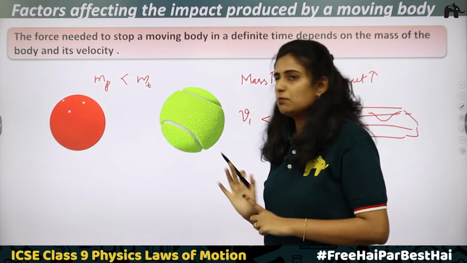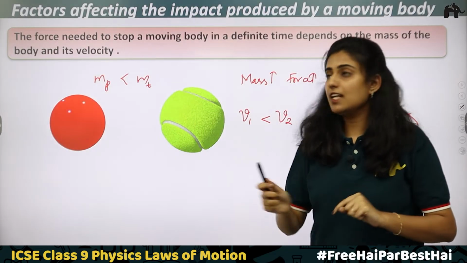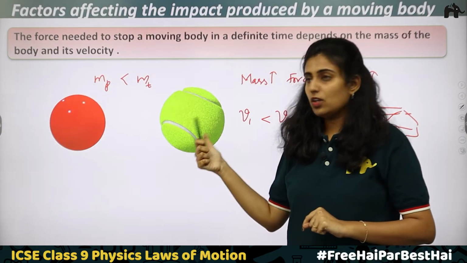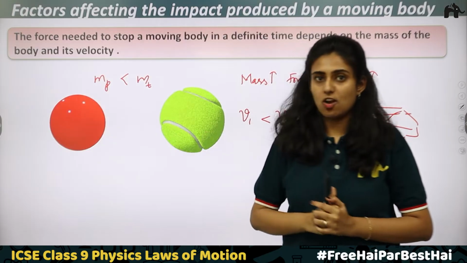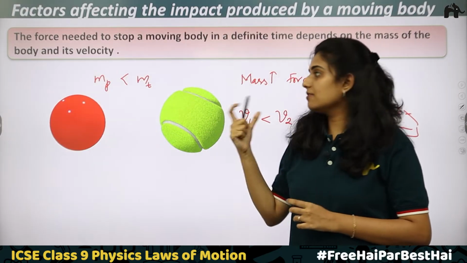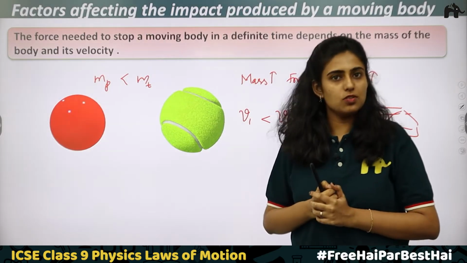Okay. Now moving balls. Consider moving balls. In which case it is difficult? It is difficult in the case of a tennis ball. Why? Because mass is higher. Okay. Now with two different velocities, if the bodies are moving, one with the greater velocity, it is difficult to stop. Why? Because when velocity increases, the impact produced also increases.